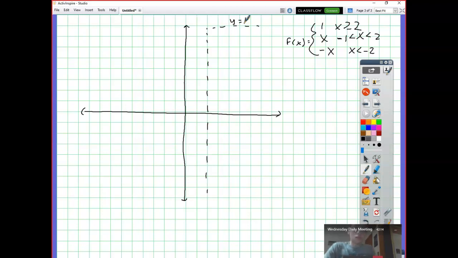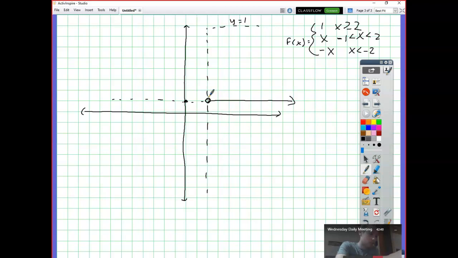How do you normally graph y equals 1? A line like this, y-intercept of 1, slope of 0. So you end up graphing it this way, but the only part that matters is the part over here, right? I'm going to go this way. And it's not equal to, so I put an open circle. Good? All right, let's do the next part.